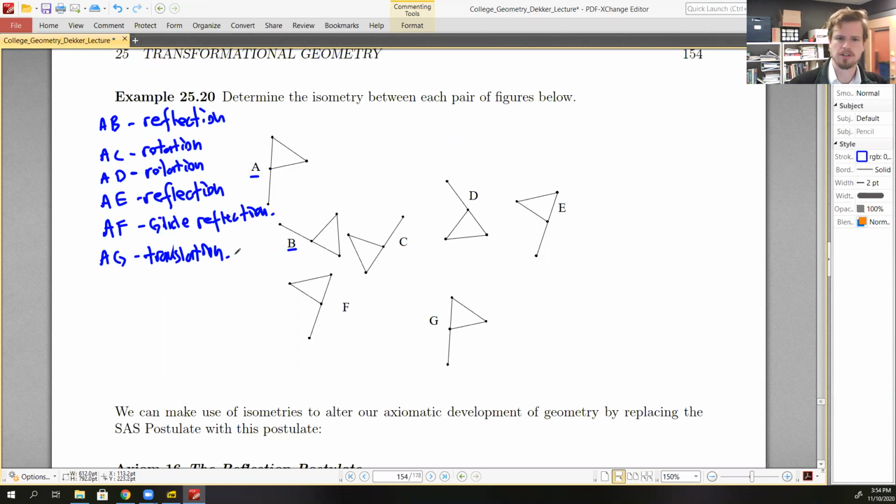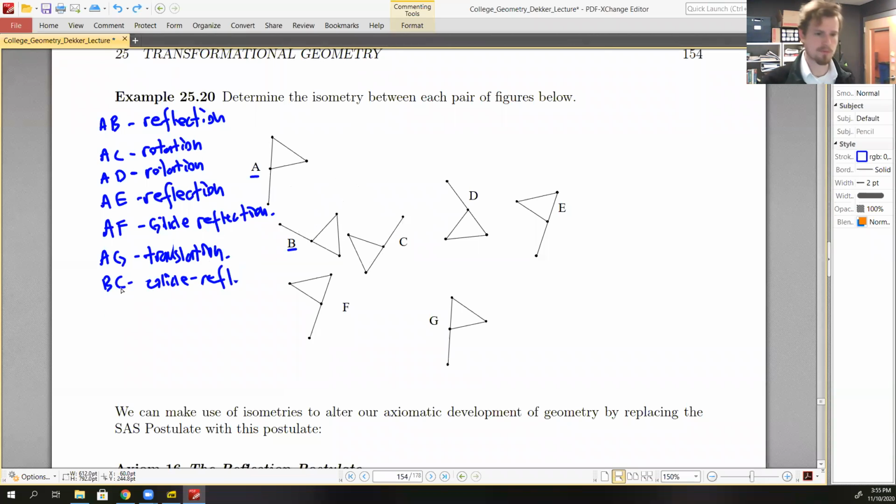All right, so that takes care of A compared to everything. So now we start comparing B to everything. We already compared B to A, so we move on to C, B to C. Now this is a flag pointed to the left, and this is a flag pointed to the right. So orientation is not preserved, and there's no obvious line of reflection. So comparing B to C, we would say that it is a glide reflection.